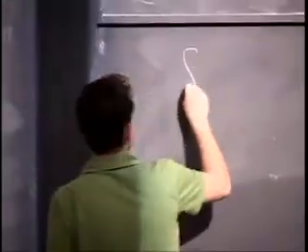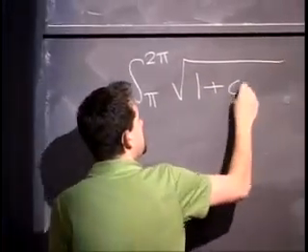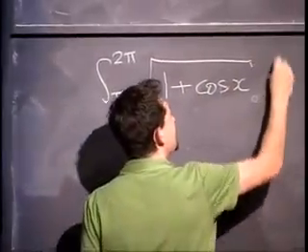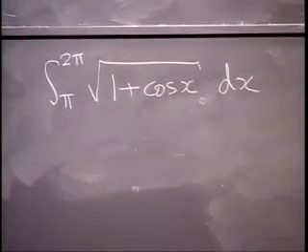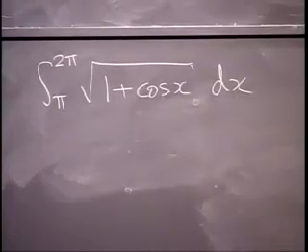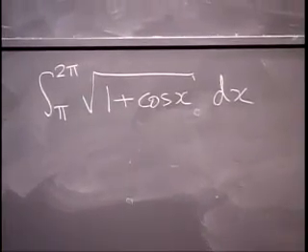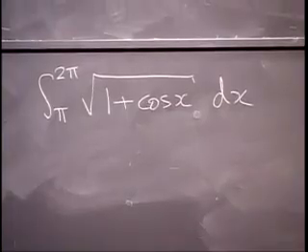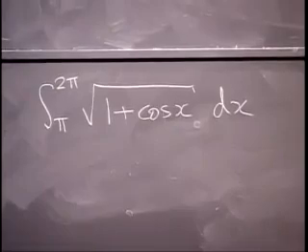Consider instead this example. Integral from pi to 2 pi of the square root of 1 plus cosine x dx. How do you do this? Again, no substitution seems to appeal. Integration by parts doesn't appeal. Let's use one of these identities. The problem is we don't have 1 plus cosine 2x. We have 1 plus cosine x. Well, no matter. Just mentally replace the 2x by an x.